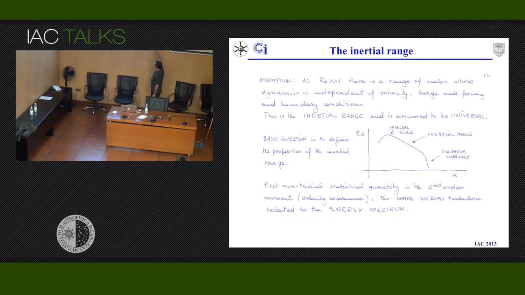And why is that? Because in general, the first moment is trivial. It's just the average velocity. You can have that the average velocity is 0, so who cares about that? So the first non-trivial moment is the second order moment, the variance, and the variance is related to the energy spectrum. Okay, so the energy spectrum is an encoding of the second order moment.